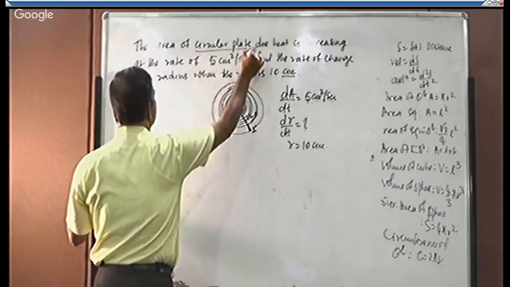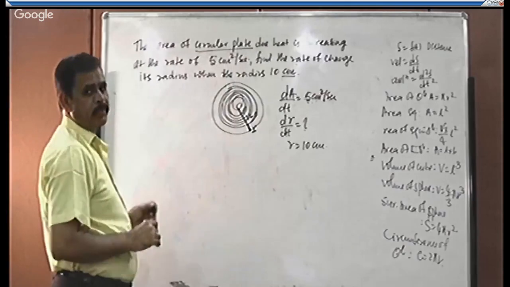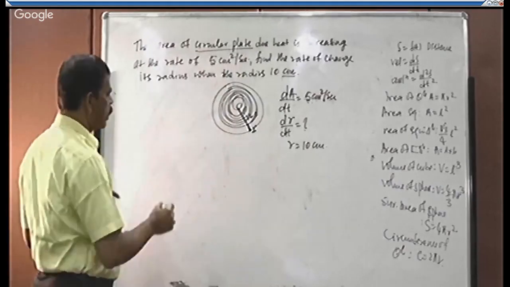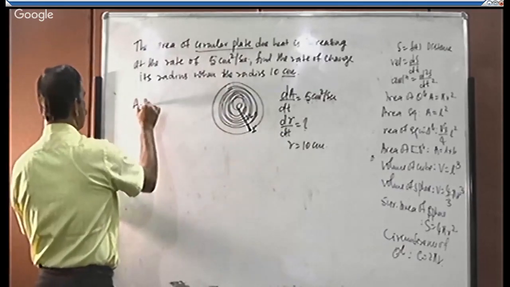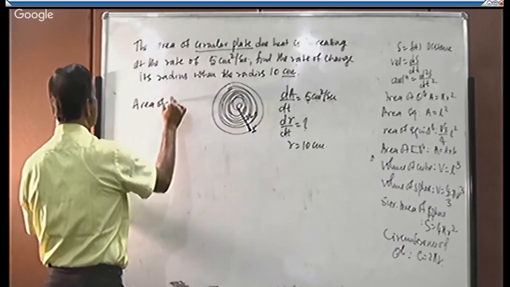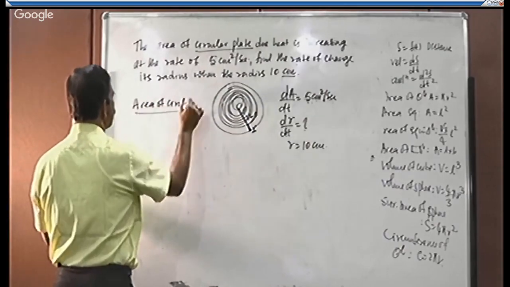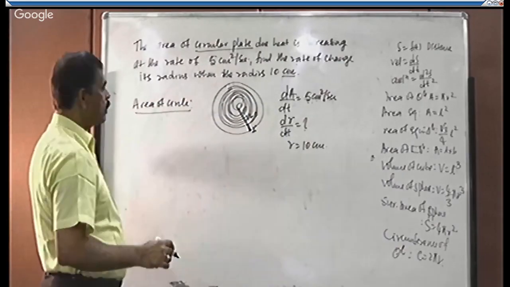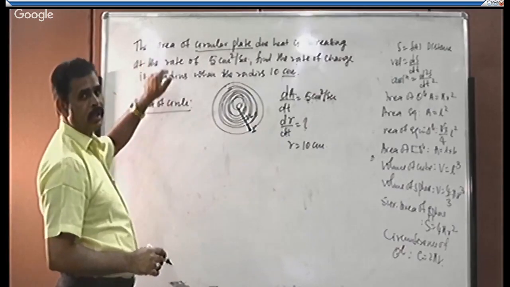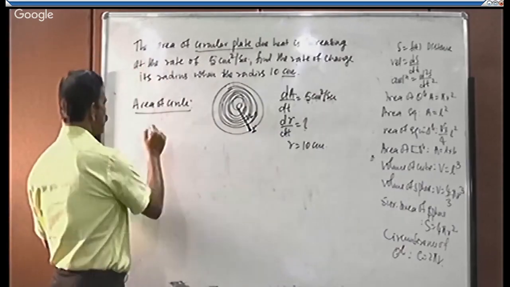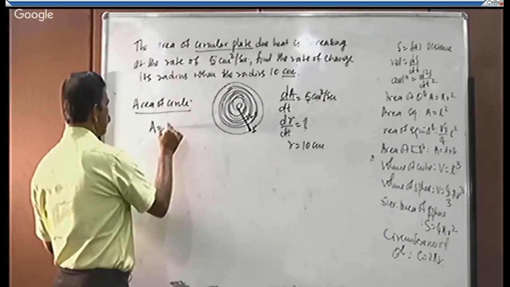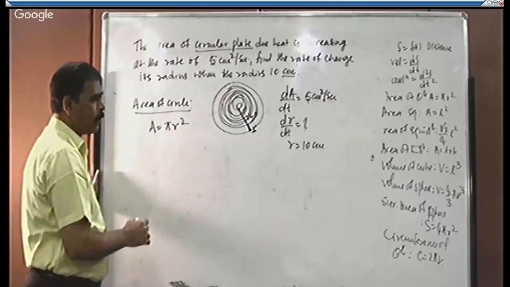First, observe the shape. What is the shape? It is circular. Therefore, take the area of the circle. If they have given area, take area. If they have mentioned volume, take the volume, right? Area of circle, A is equal to pi r square, correct?